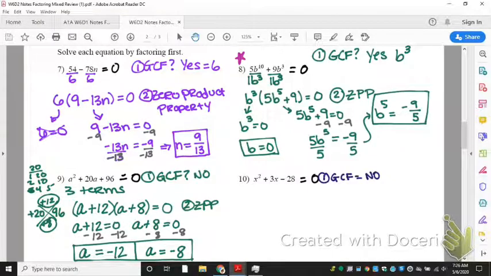So that means we need to look at how many terms there are. There are 3. So I'm going to make my little diamond here and say I'm going to have a sum of a positive 3, and a product of a negative 28. What two numbers add up to give you positive 3, but multiply to give you negative 28? Think a little bit through this, and the two numbers are going to be a positive 7 and a negative 4. Those are going to be your two factors. So x plus 7 is your first factor. X minus 4 is your second factor.